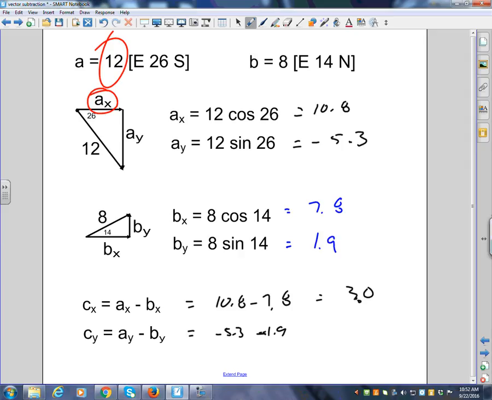Yeah, it's basically that, you're right. And that one's going to be negative, right? 3.0, right? 10.8 minus 7.8.